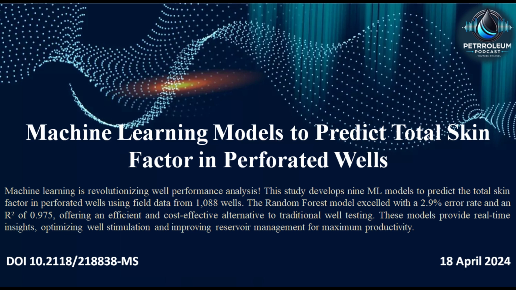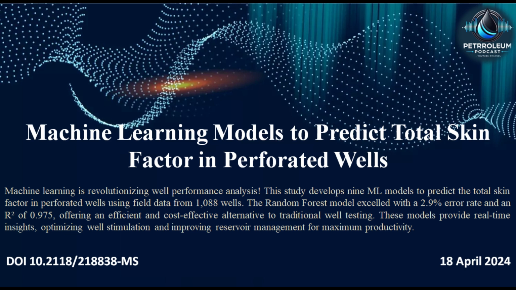That makes a lot of sense. So traditionally, how is this done? Like, how did they try to figure out what the skin factor was? Well, conventionally, they used methods like well testing, which involves physically going down into the well and taking measurements. It gives you accurate data, but it's expensive, time-consuming, and it often disrupts the production process. So not ideal. Not ideal at all.